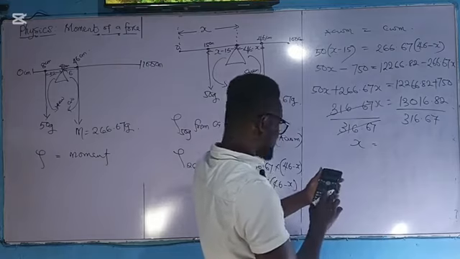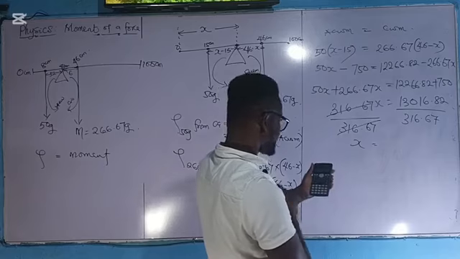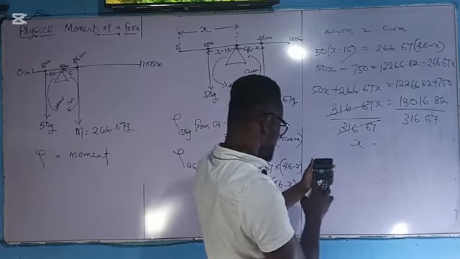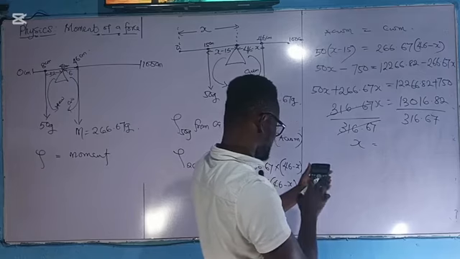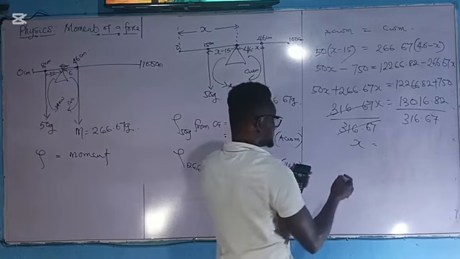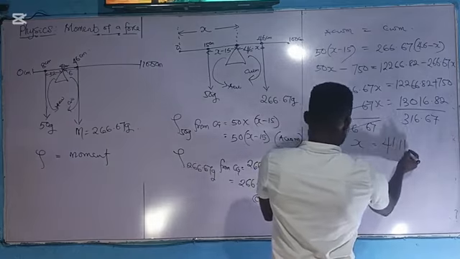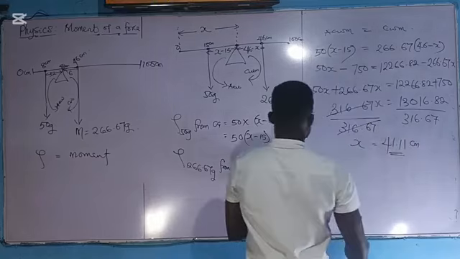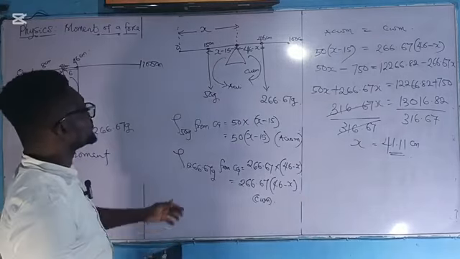So if you divide 13016.82 by 316.67, here we give 41.11 cm. Okay, so that's the distance from the 0 point.